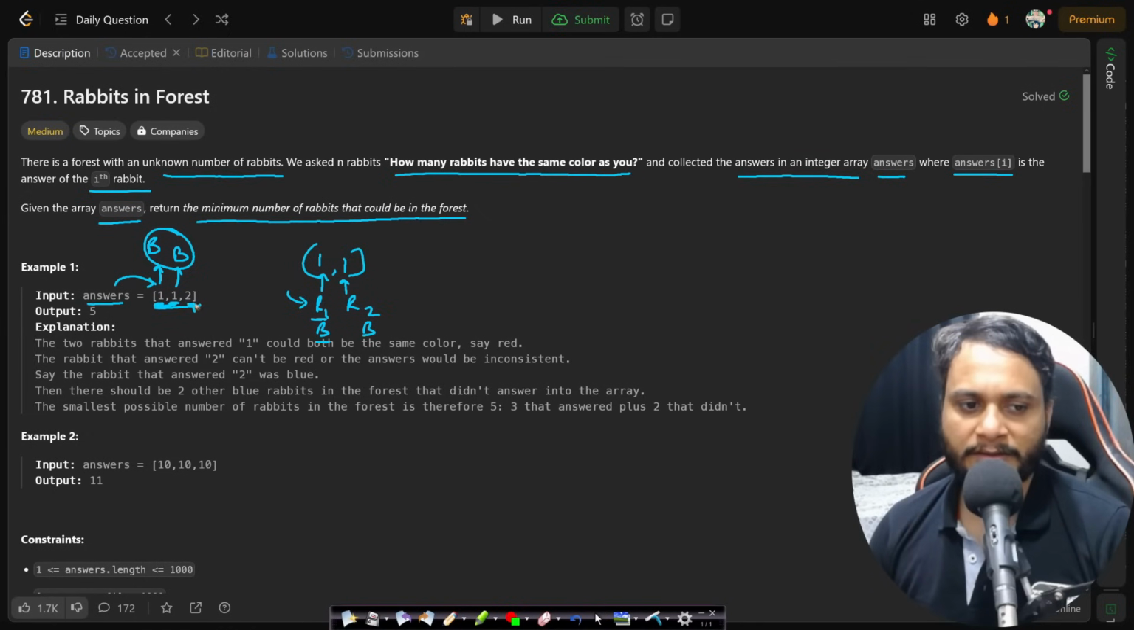Now if you ask the third rabbit, it is saying that there are two other rabbits with the same color. Now let's say, can you assume it to be blue? Well, if you assume it to be blue, then the answers given by rabbit 1 and rabbit 2 will be contradictory, because if rabbit 3 is also blue, then rabbit 1 should have answered 2 instead of answering 1.